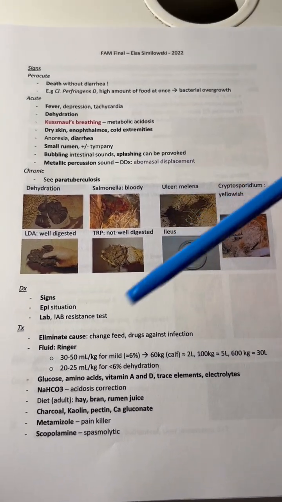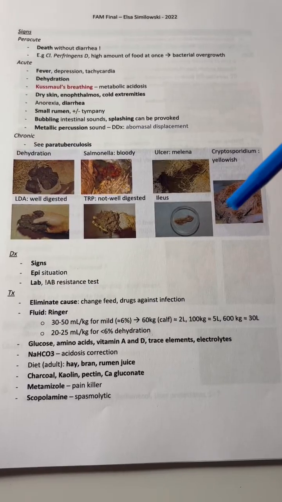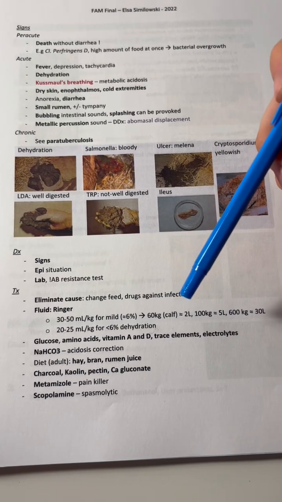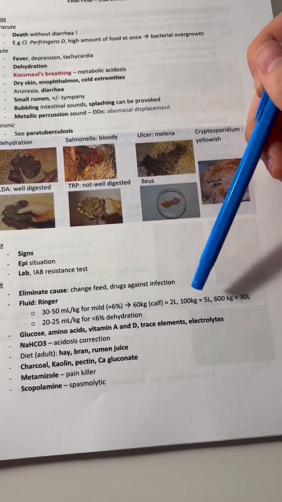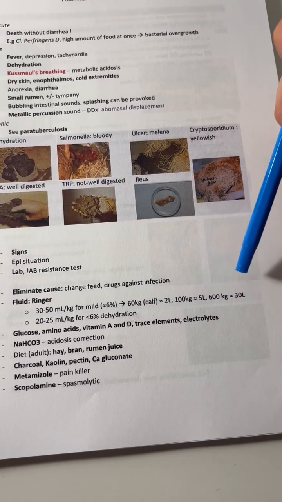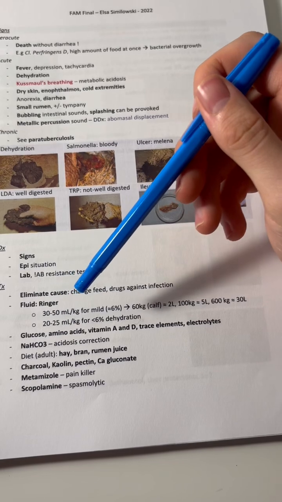For the treatment, eliminate the cause and use drugs against the infection. So in the case of a 60 kilogram calf, give 2 liters. In the case of a 100 kilo yearling, give 5 liters. And in the case of a 600 kilogram cow, give 30 liters. The general rule is 30 milliliters per kg.